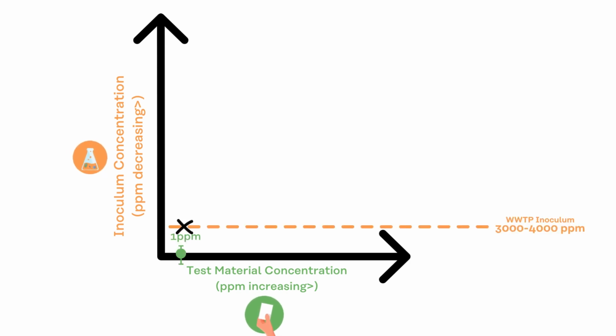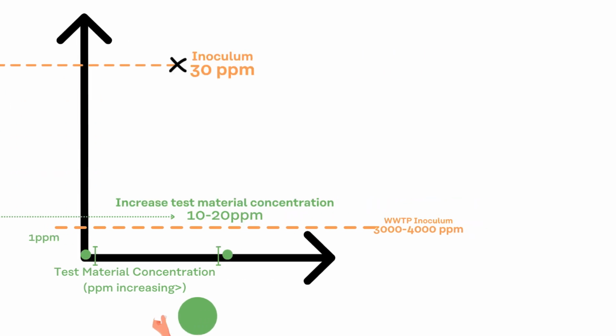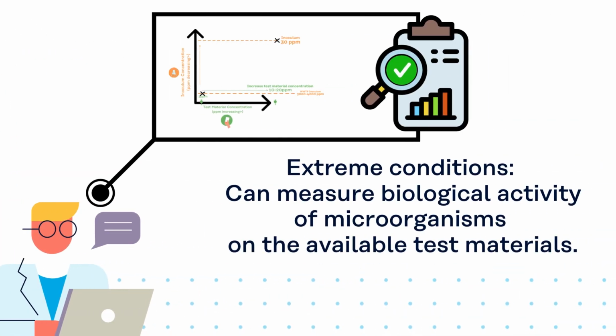They started from the real-life conditions of 1 part per million of test material in 3,000 to 4,000 ppm inoculum concentration as the baseline. First, they increased the specimen material concentration tenfold from 1 ppm to 10 to 20 ppm. Next, they diluted the inoculum from 3 to 4,000 ppm by 100 times to 30 ppm. These extreme conditions enabled the biodegradation process, i.e. oxygen uptake by the microorganisms when they eat the test material, to be analytically measured using standard equipment.